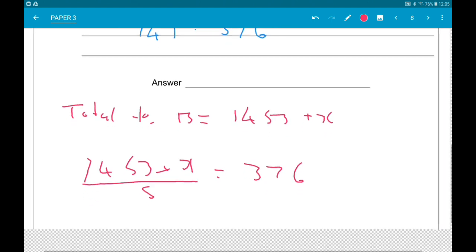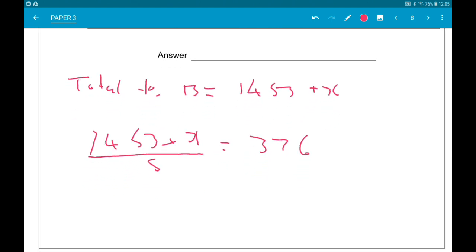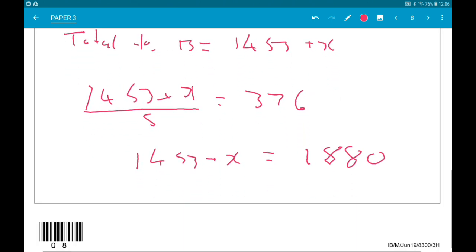Now we want to solve this for x, so multiply through by 5, 1453 add x is equal to 1,880, and then finally subtract 1453, we get x is 427.